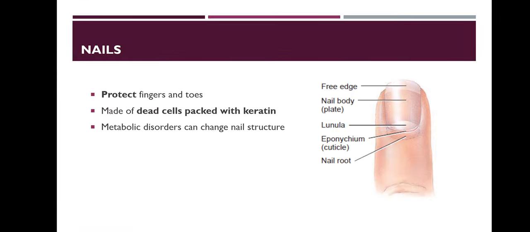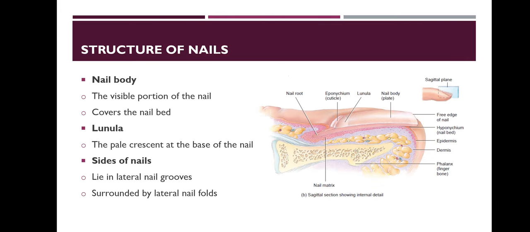Next, the nails, which protect the fingers and toes of our body and are made up of dead cells packed with keratin. Some metabolic disorders can change our nail structures. The nail body is the visible portion of the nail and covers the nail bed. This is the nail bed, covered by the nail body. The lunula is the pale crescent at the base of the nail. The sides of the nails lie in lateral nail grooves and are surrounded by the lateral nail folds.